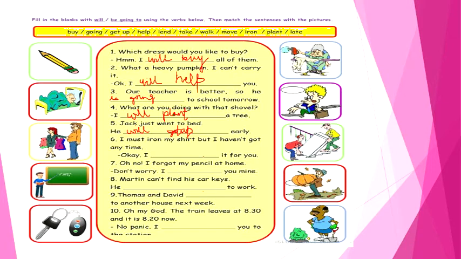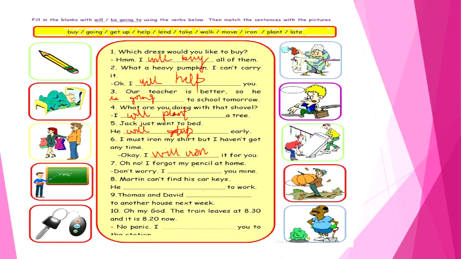I must iron my shirt, but I haven't got any time. Okay, yes, we have the word iron. I will iron it for you. Right? Yes, I'm sure you must have got all your answers correct. This is a very simple and very interesting exercise, isn't it?